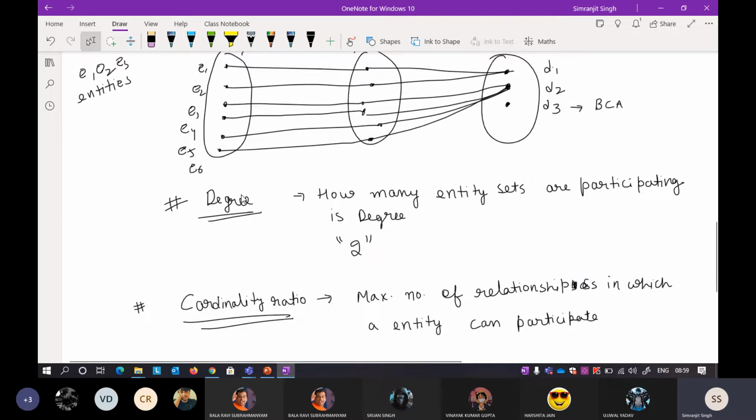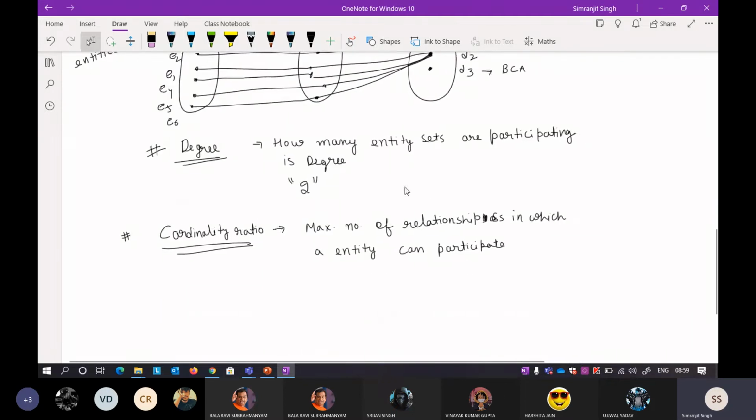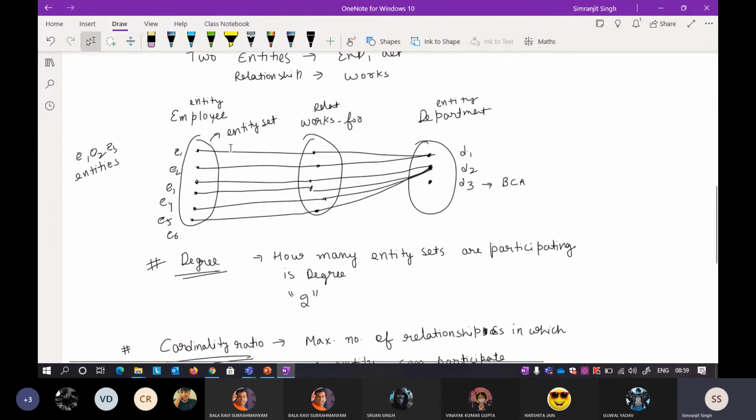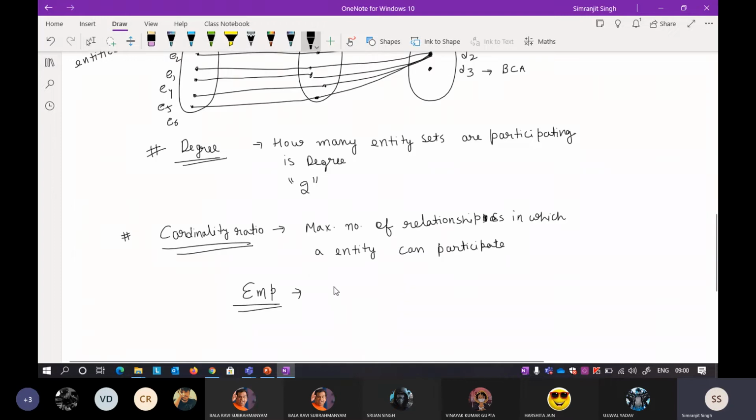From the employee set, what is the maximum number of relationships an employee can participate in? E1 can participate in only one relationship, e2 is also participating in only one relationship, that is, it is working for a single department. E3, E4, and E5 are each also participating in one relationship. So the maximum number of relationships an entity can participate in is only one. So from the M side, the maximum is one.